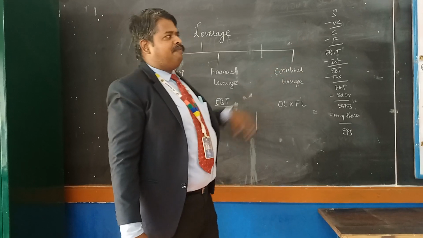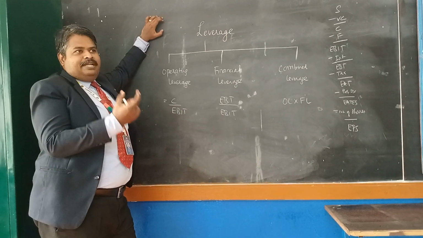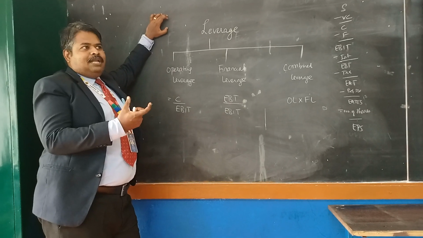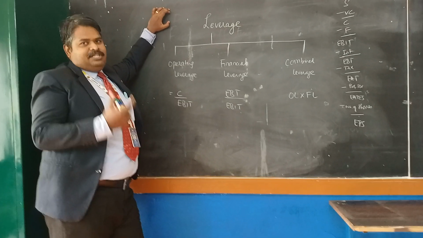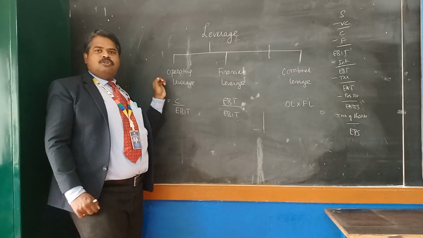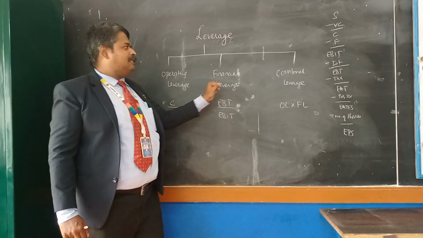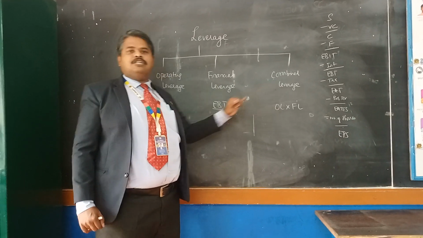Okay. Here what we are doing is, in the leverage, we are trying to see the use of debt funds for effective utilization of the resources in organization. So we can have three different types of leverage. The first type is operating leverage. The second type is financial leverage. The third type is combined leverage. Let us discuss one by one.